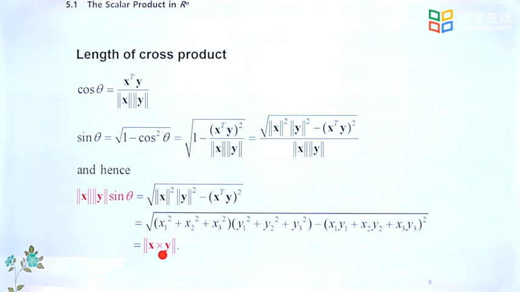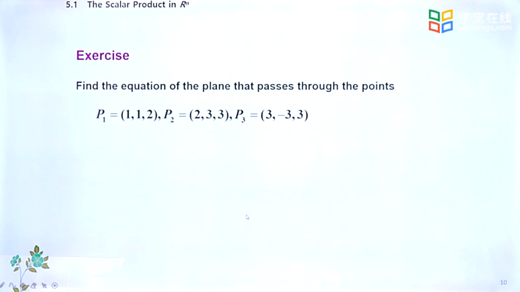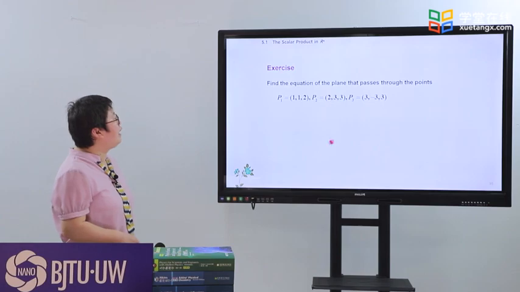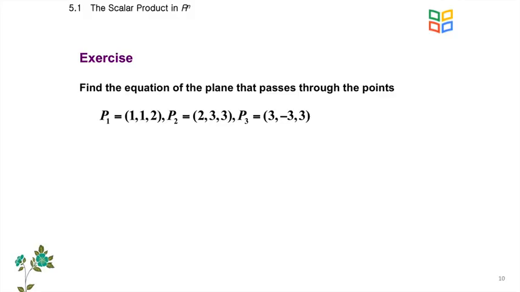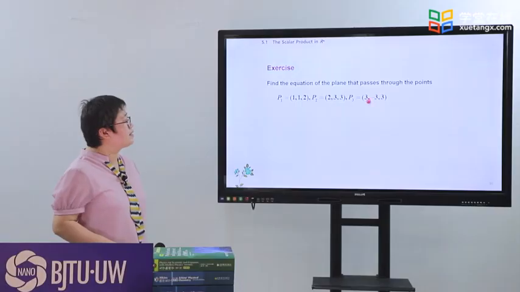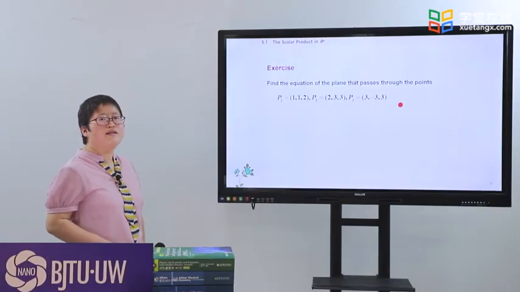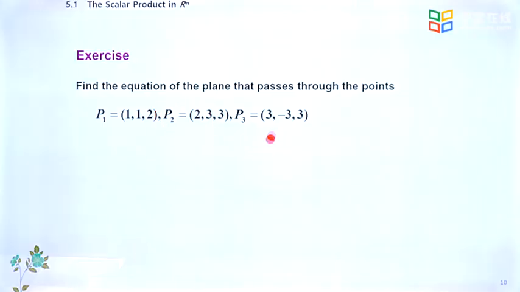And then you can have this x cross product y. Its product is obtained by using the cofactor, right? So this is an exercise. It asks you to find the equation of the plane that passes through the points P1, P2, P3. Now we know that these are 3 points on this plane, and they are not collinear, so they can determine a unique plane.